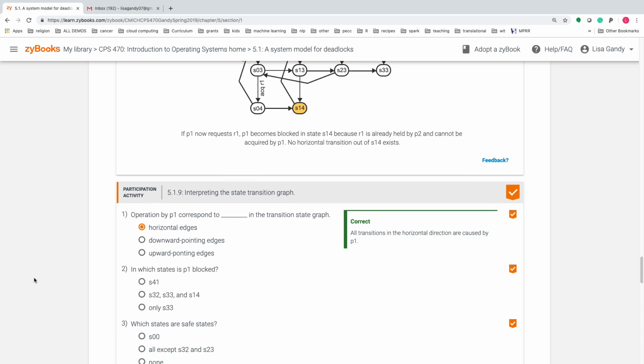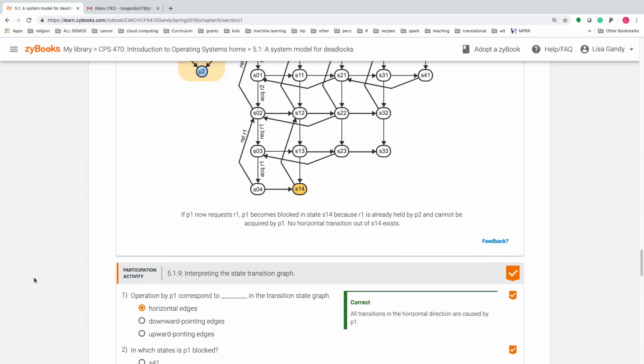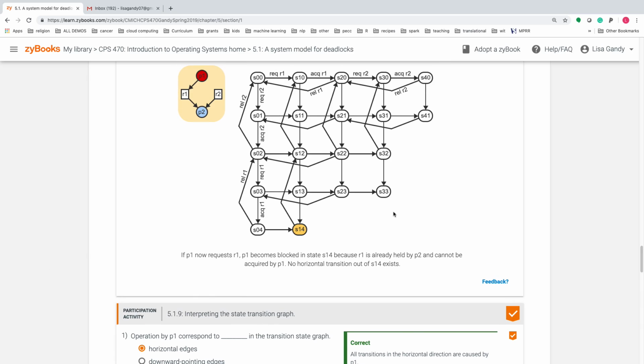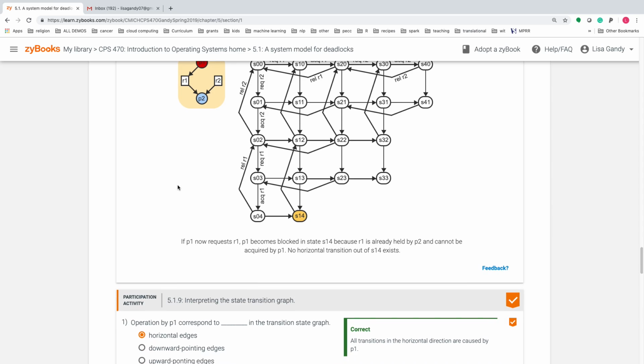In which states is P1 blocked? Okay, so let's look for that. Isn't it blocked in 33, right? Yeah, but then they have the one with 32 and 14, so we have to check on that. It's definitely blocked in 33 because that's a deadlock. What's the other one? 32 and 14. Okay, 32, it's blocked. And what about 14? I have such a hard time finding the numbers here. Bottom, the yellow one. It's blocked there too. So yeah, all those are blocked.